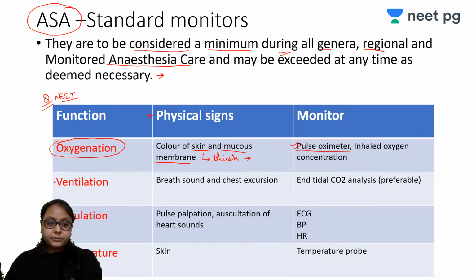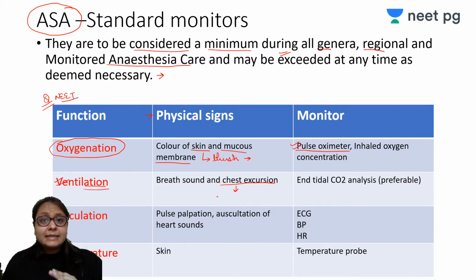Then ventilation. The physical sign in ventilation is looking at the chest excursion. If the chest is rising properly or not, we can know if the patient is being ventilated properly or not. If the chest rise is not proper, that means there is some problem in ventilation. So for anesthesiologists, the physical signs are as important as the ones seen on the monitor. The anesthesiologist should be very vigilant, and should not just depend upon the monitor. So for ventilation, what two parameters will we see? The breath sounds, whether they are correct or not, and secondly the chest excursion. On monitoring for ventilation, preferably we should use end-tidal CO2 analysis.